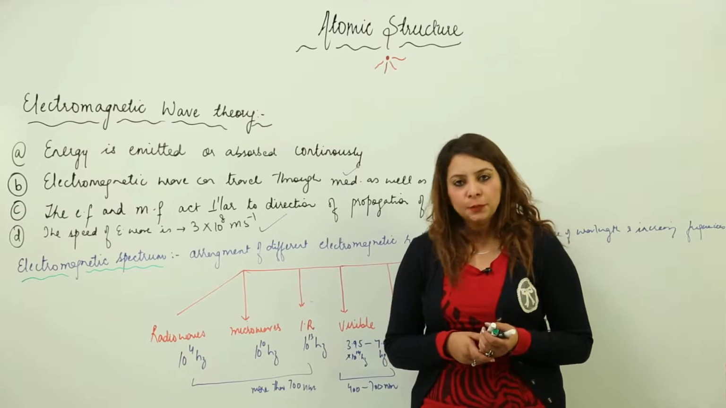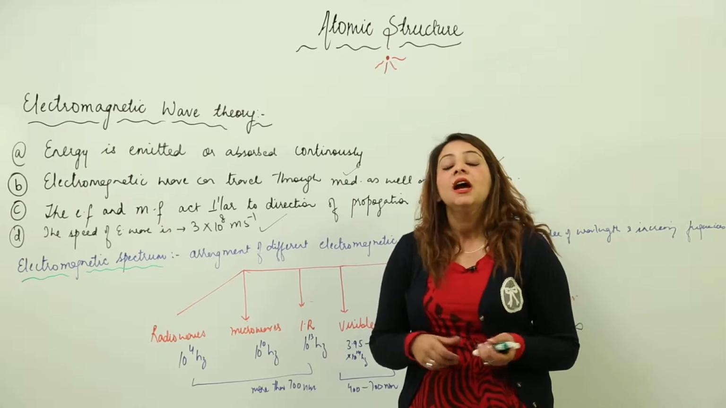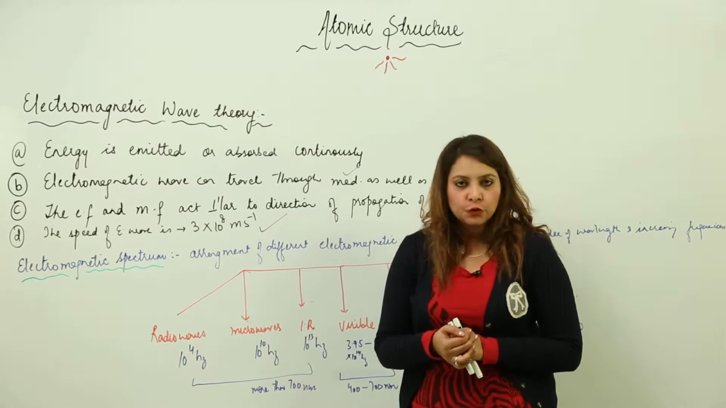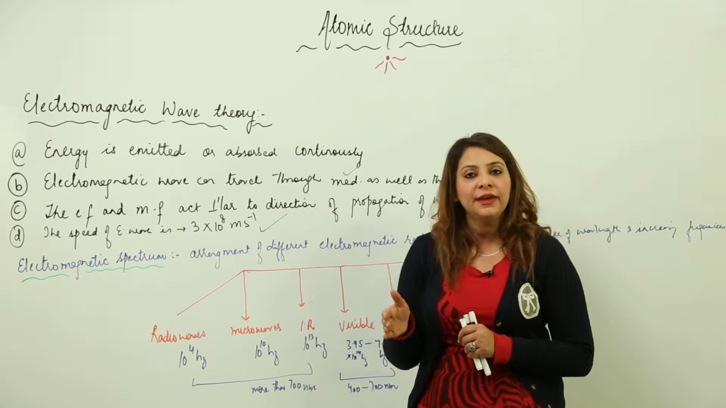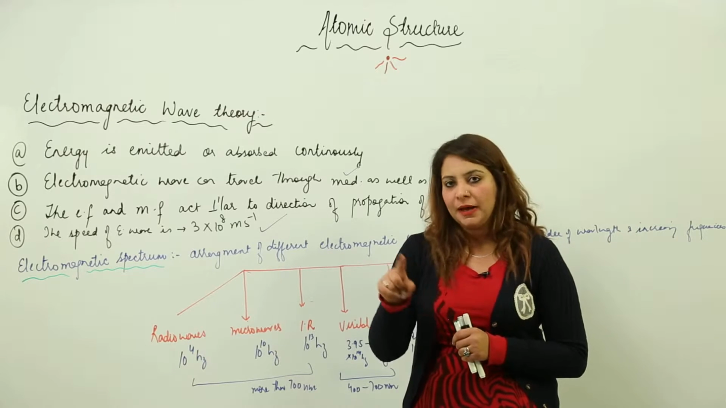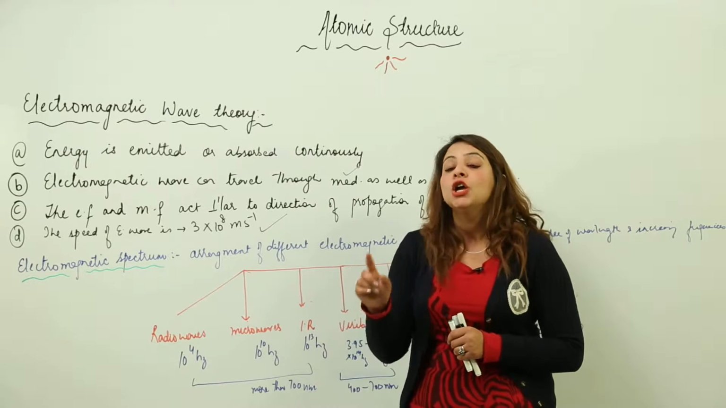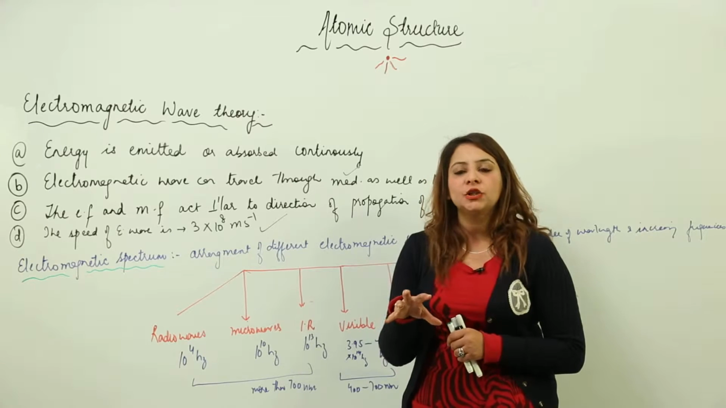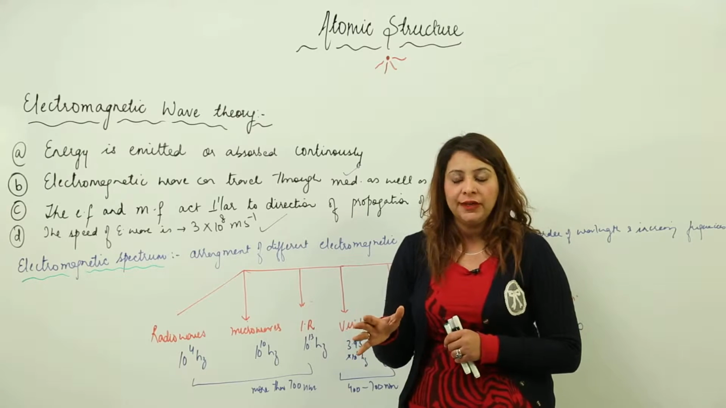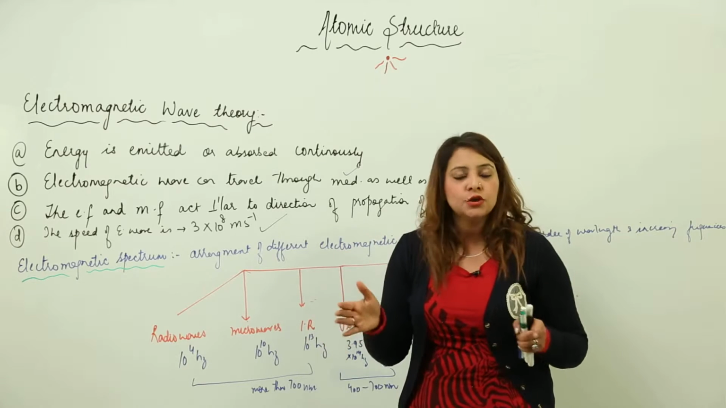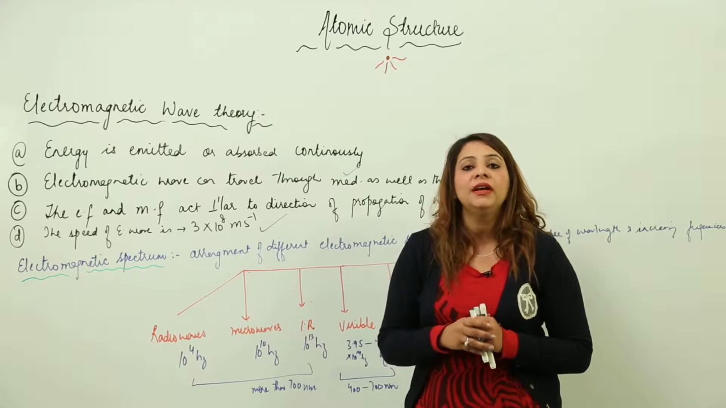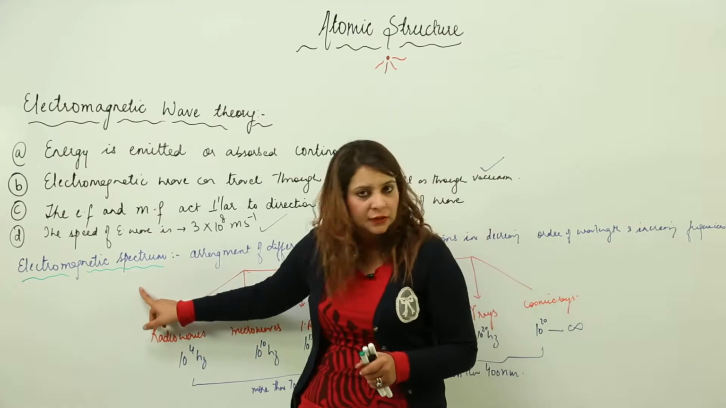Now we have the electromagnetic spectrum. As I told you, we have electromagnetic waves, and you all know that electromagnetic waves are those which can travel through a medium as well as through vacuum, right? There are so many electromagnetic waves, and when we arrange them in a definite order, what we get is the electromagnetic spectrum.